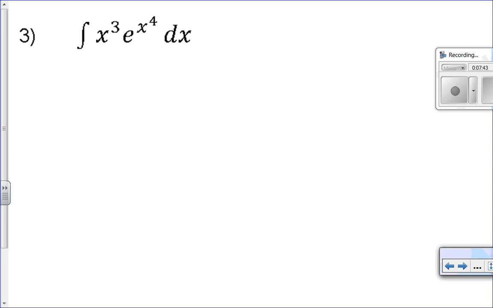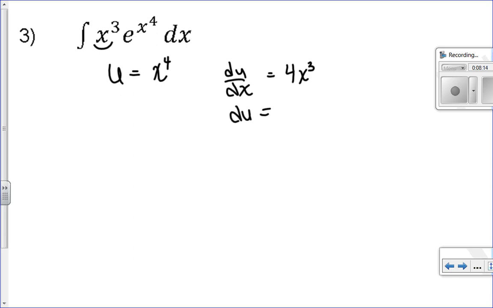Okay, looking at this one here, I have x cubed and e to the x to the 4th. So I already know that the integral of e to the anything is e to itself, but I have an x to the 4th. So what I'm going to do is substitute u for x to the 4th. And I know very quickly if I did that right, because du by dx equals 4x cubed. And I see that's going to help me get rid of my x cubed. So multiply both sides by dx and divide both sides by 4x cubed.